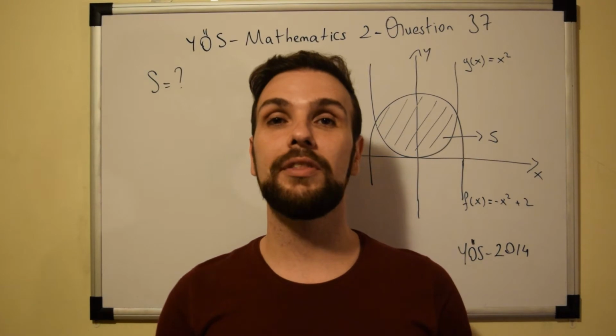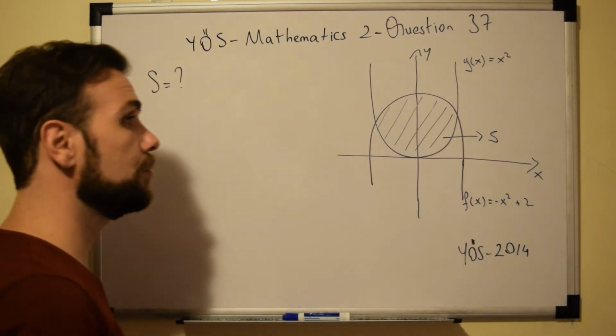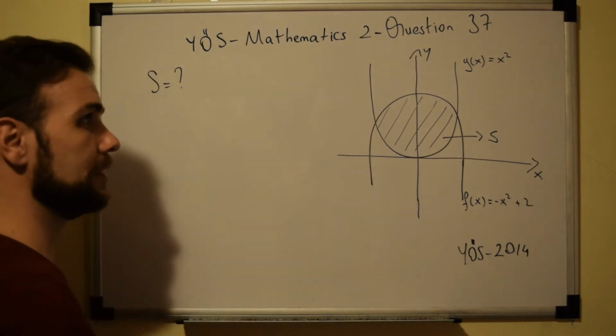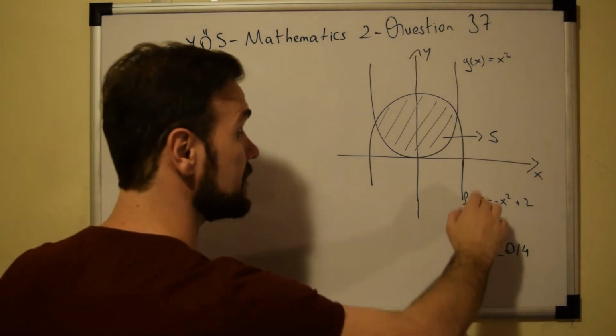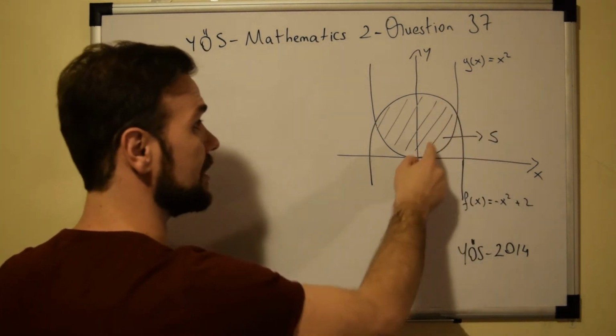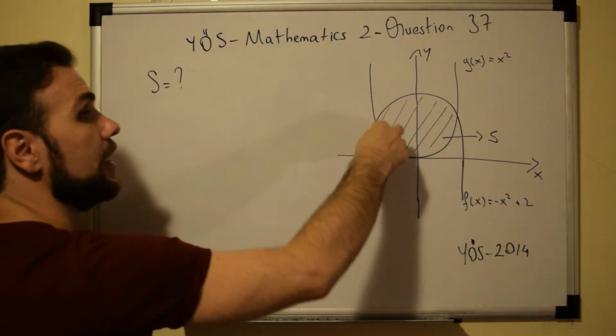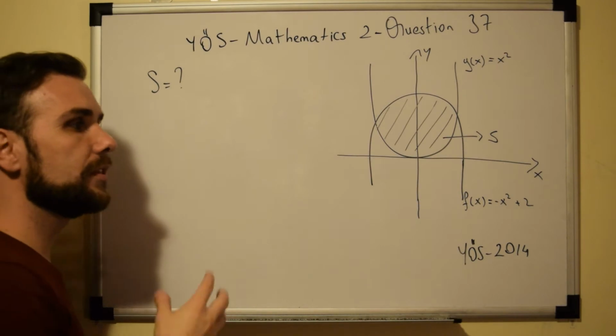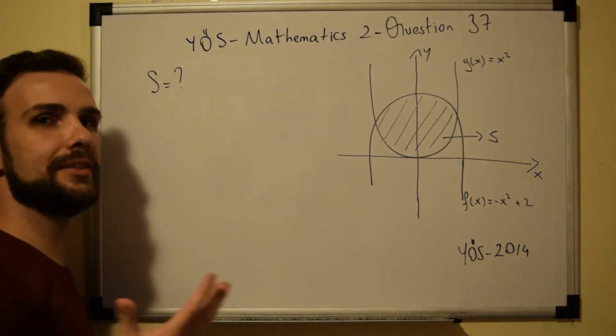Welcome to question number 37. In this question, as you can see, we are dealing with a coordinate plane and functions within the coordinate plane. So we have function f(x) and we have function g(x), and we are asked to find the area of this section. When you are dealing with functions within coordinate planes, we use integrals.